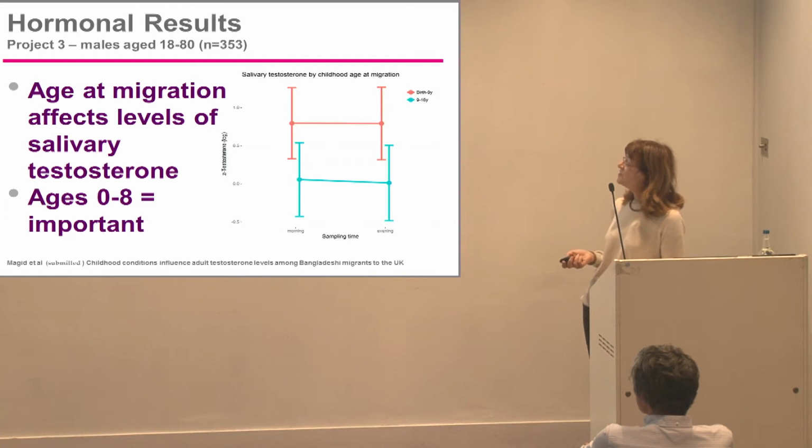And again, this is looking at levels of salivary testosterone in men, depending on when they moved to Britain, so as a child migrant. This is morning and evening testosterone, that's why you've got these two lines drawn, AM, PM. And you can see, again, differences between the two. So again, this sort of threshold of 8 might be interesting.